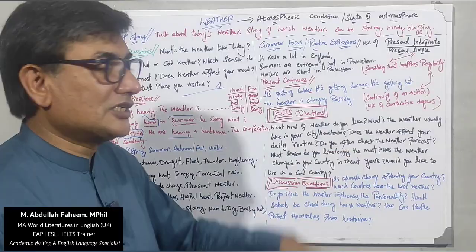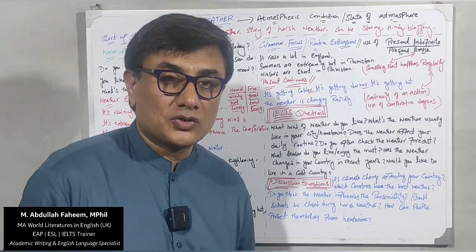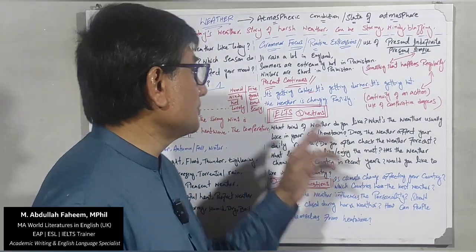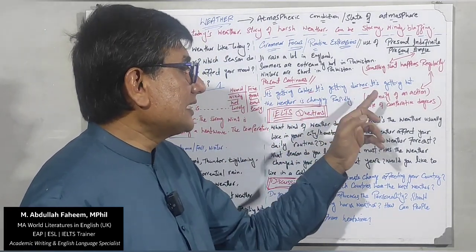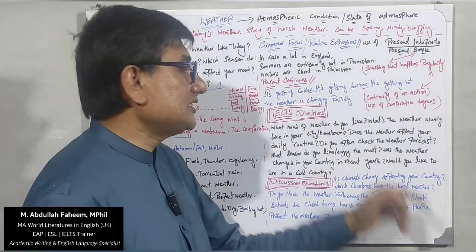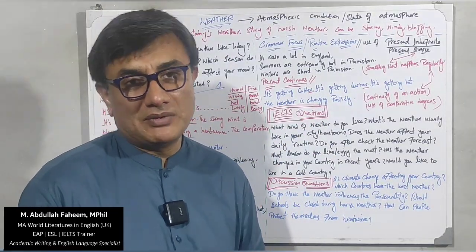It's getting colder. This means cold is cold, colder, a little bit extra cold, a little bit more cold. This means it's getting colder, it's getting darker, it's getting hot. The weather is changing rapidly. This means the weather is unpredictable, is changing.